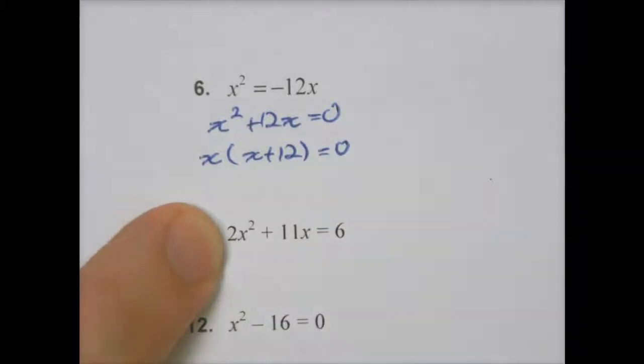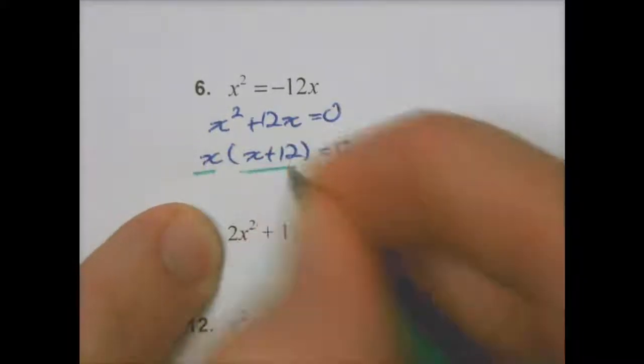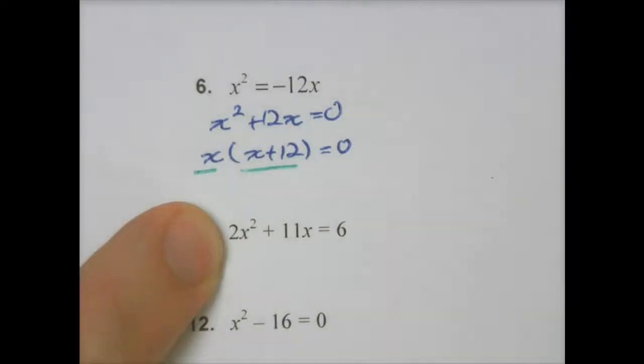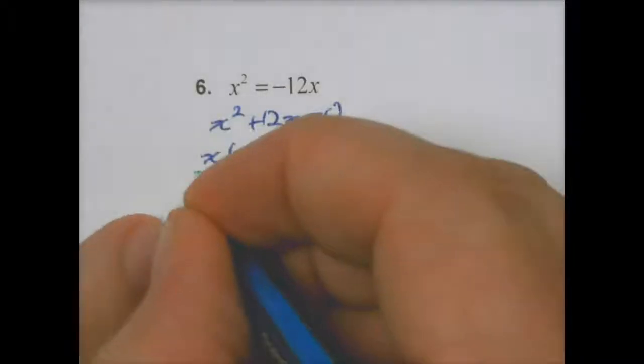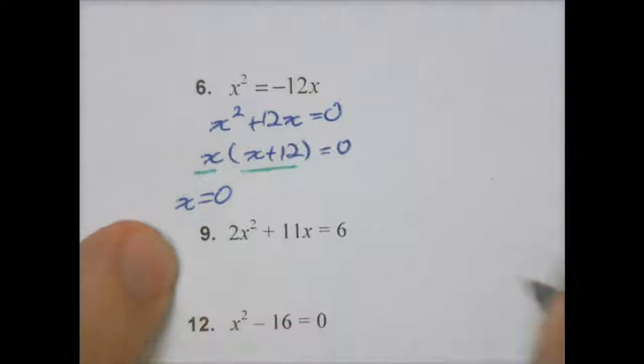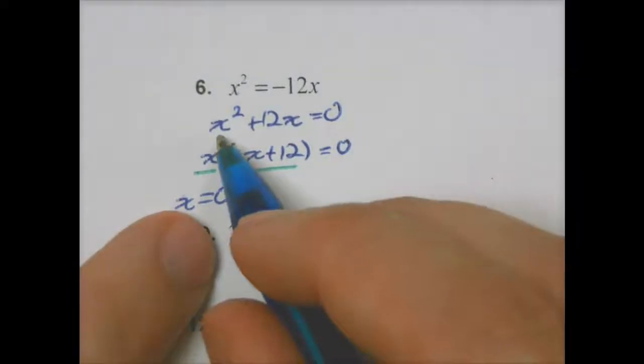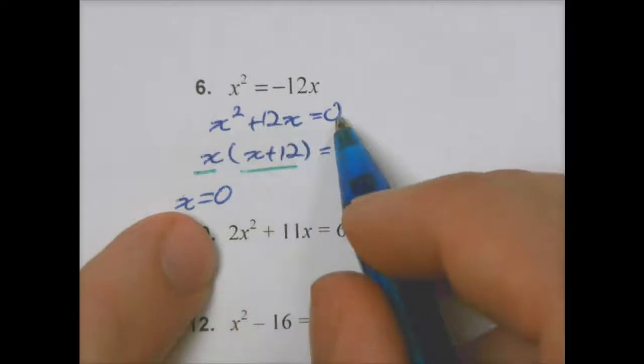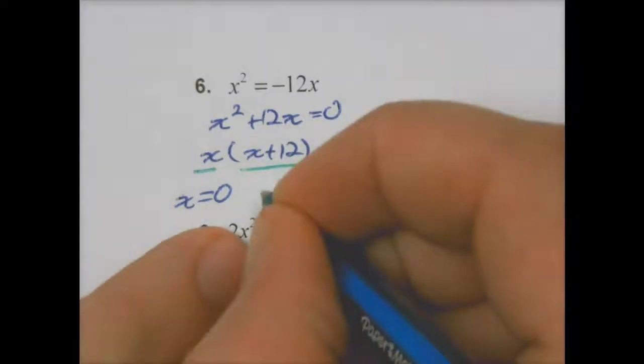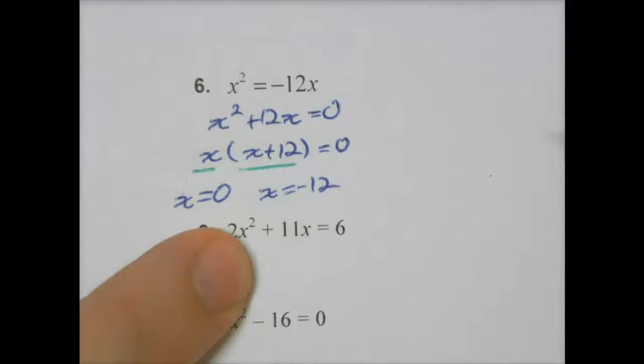So now that we have something times something equals 0, in this case, that first factor, if we set it equal to 0, it just is 0. And if we plug in 0 into our equation, we see that 0 squared plus 12 times 0 is 0, so that works. And then our other solution here would be negative 12.